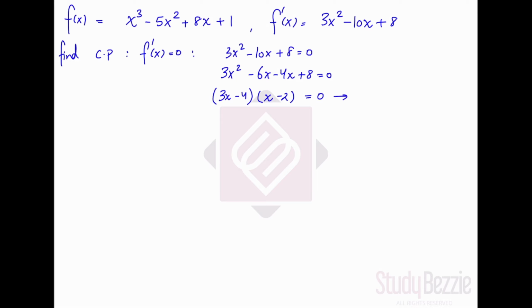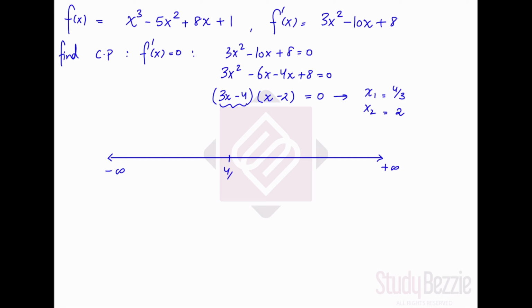So that means there are two possible values. We're going to call them x1 and x2. Where x1 would be coming from this, which is 4 over 3. And x2 is just going to be 2. So these are the two possible critical points that we have. Okay, now because we have the critical points, we can easily identify our intervals. If I put a number line down there, I could have intervals ranging from negative infinity to positive infinity, breaking them up at 4 over 3 and 2. Okay, so I have basically 3 intervals.